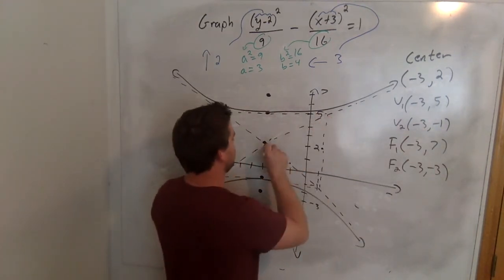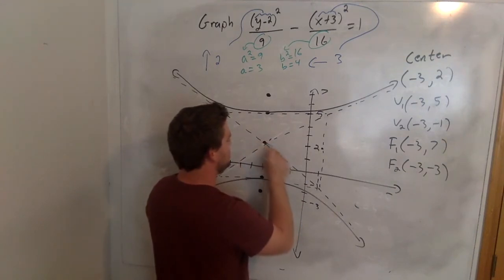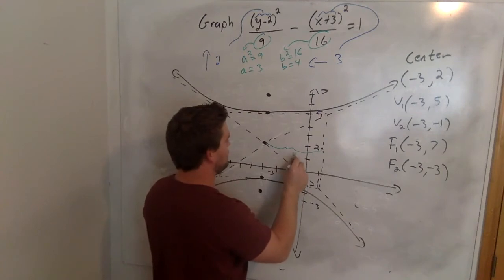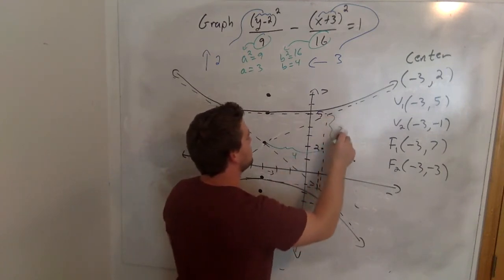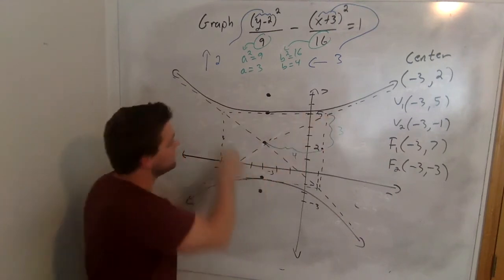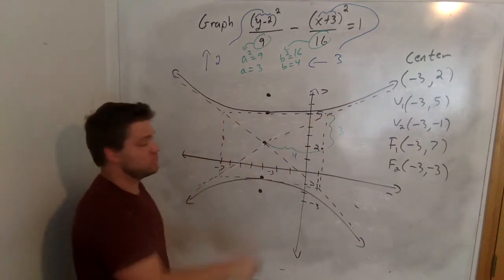So notice from here, we would run 4 units and we would rise 3 units. So we know the slope of this line here will be 3/4. The slope of this line will be -3/4.